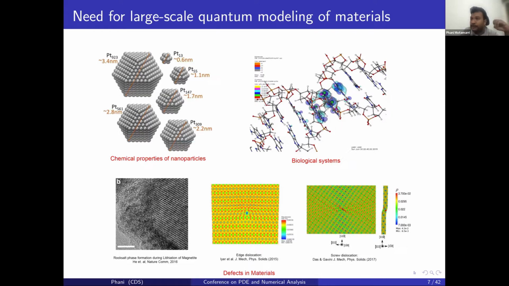And for example, if you also want to understand defects in materials, these defects are usually present in very small concentrations, but they can actually have profound influence on the macroscopic properties of materials. Because they are occurring in small concentrations, you cannot afford to have very small cell sizes or simulation domains. You actually need large-scale calculations to realistically simulate these defects and understand their influence on macroscopic properties of materials.